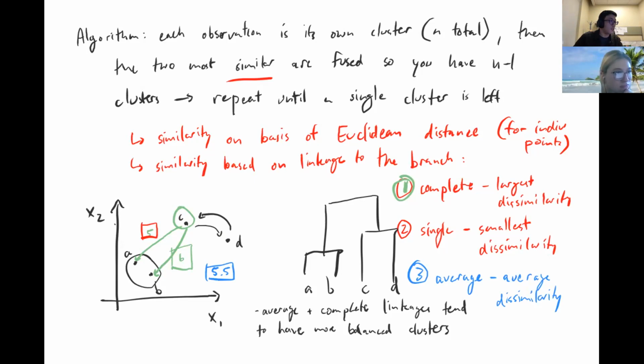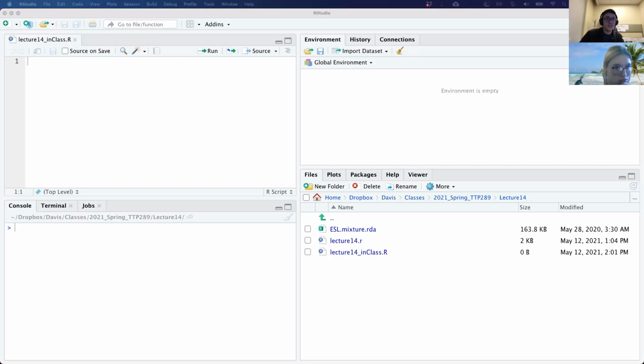Okay, so let's take a look at a smaller example than that. Let's jump on over to R. We're going to go ahead and just use the same example from last class, which was looking at the auto data set.